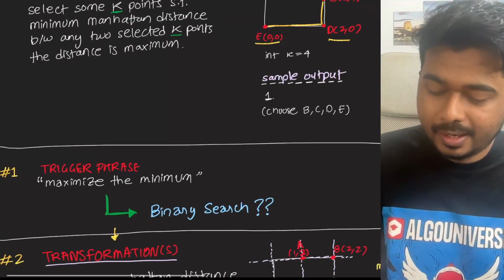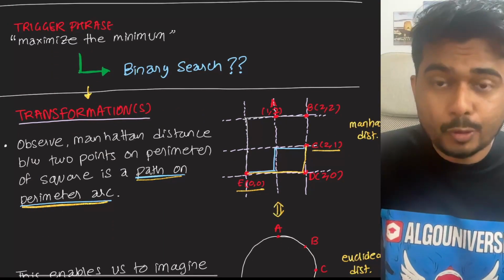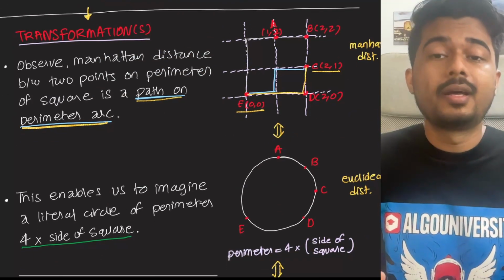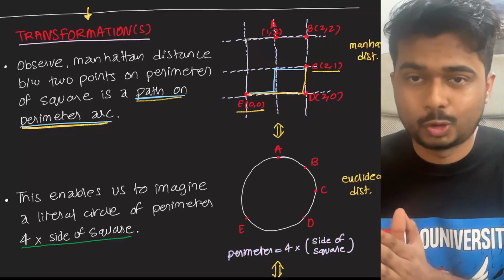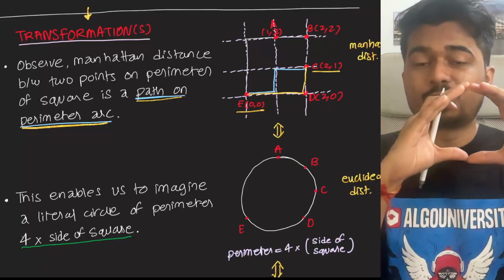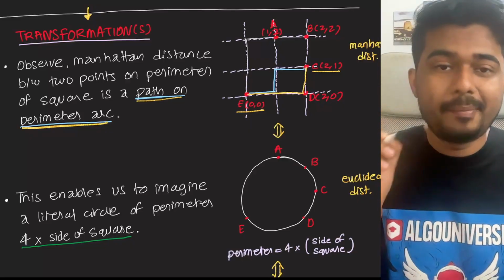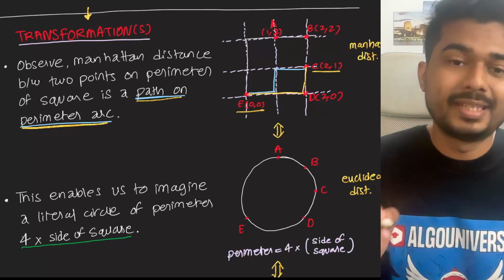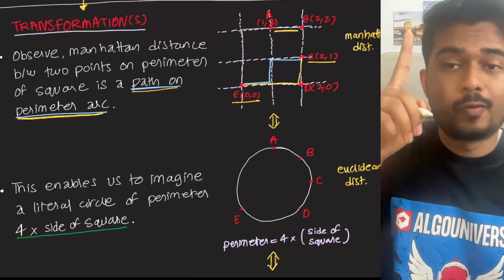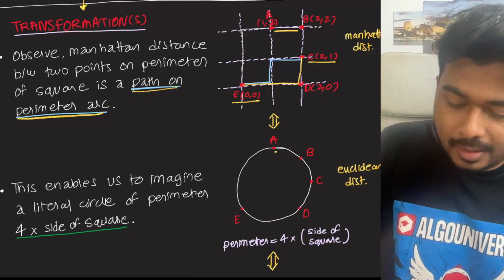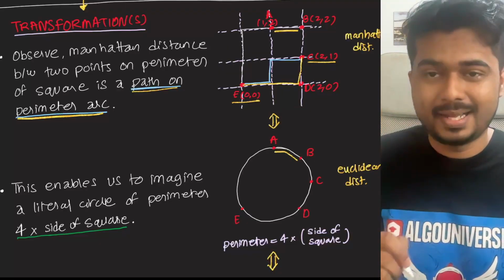And this simplifies things. In the two-dimensional grid, we were required to compute the Manhattan distance, but now you can imagine a circle with perimeter as 4 times the side of the original square. Now you imagine constructing a circle like this, and you can very nicely plot the points A, B, C, D, E on top of this circle. The idea is if the distance between A and B is 1 unit length, the length of the arc of this perimeter from A to B is also going to be exactly 1 unit length, right?